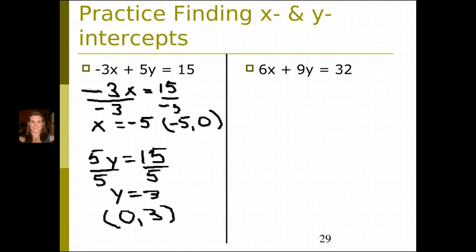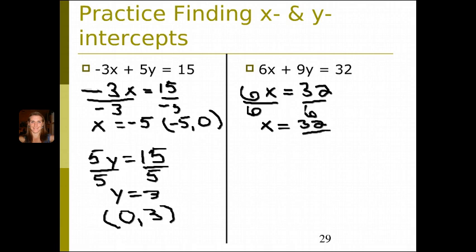Okay, second one. 6x equals 32. To solve for the x-intercept, divide by 6, and you will get x equal to 32 over 6, or if you reduce it, which you always should, you will get 16 over 3. So your x-intercept will be (16/3, 0).